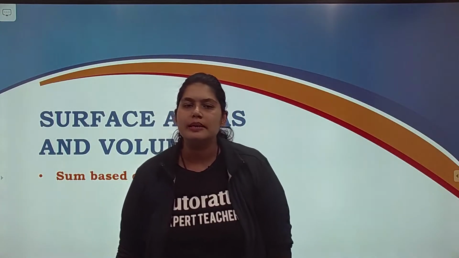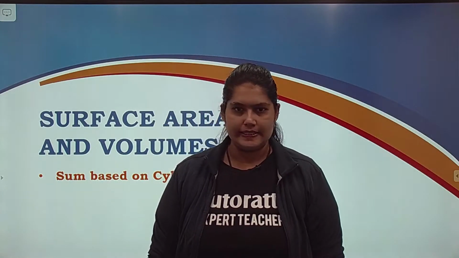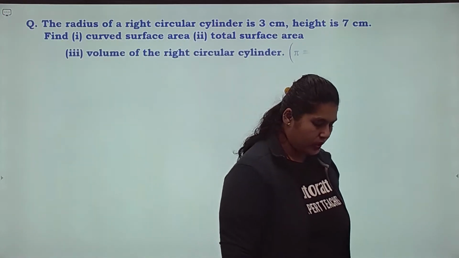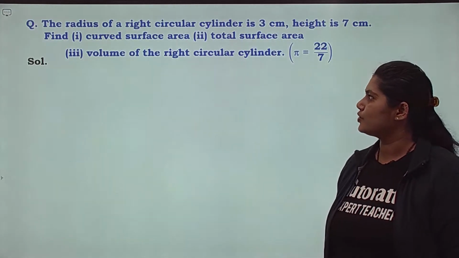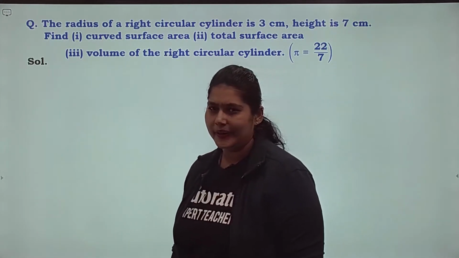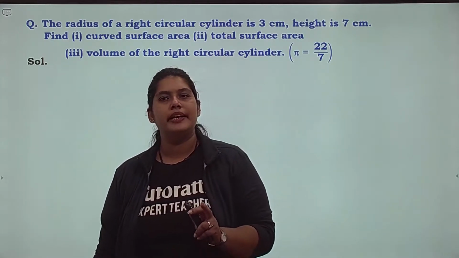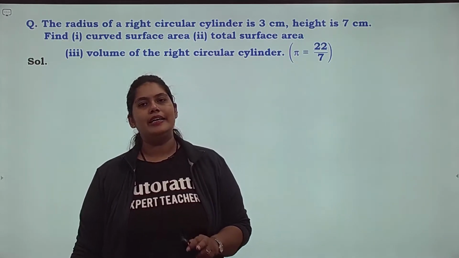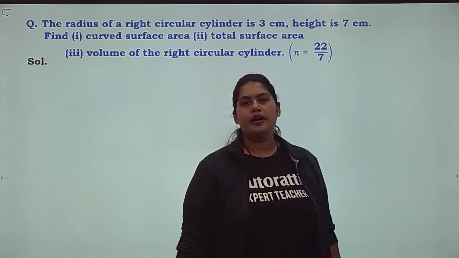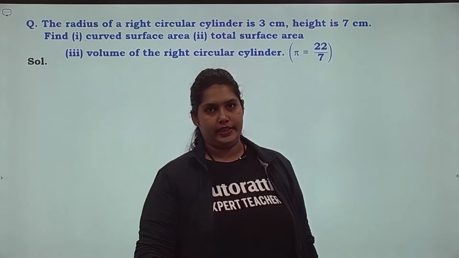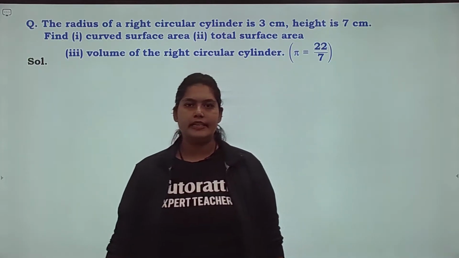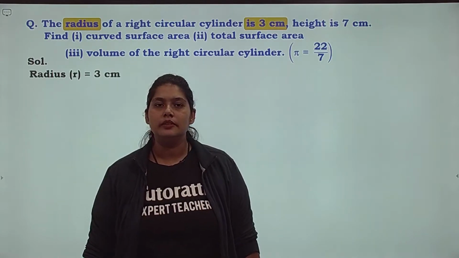Now we are going to do some sums based on the cylinder. Okay? Now let's see the first sum. What does the first sum say? The first question is: the radius of a right circular cylinder is 3 centimeters. मतलब radius दिया हुआ है. Height is 7 centimeters. Height भी है. What are we going to find? We are going to find three things. First is the curved surface area. Second is the total surface area. And the third is the volume.